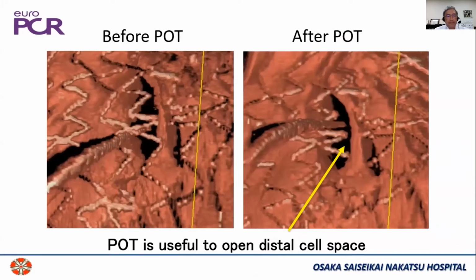This slide shows the importance of POT for distal guidewire recross. Before POT, the distal cell in here is narrow and it is difficult to recross the guidewire at this site. Actually, the guidewire recrossed in the proximal cell. After POT, this stent is pushed by the balloon and this space became wide and the guidewire can easily recross the distal cell.